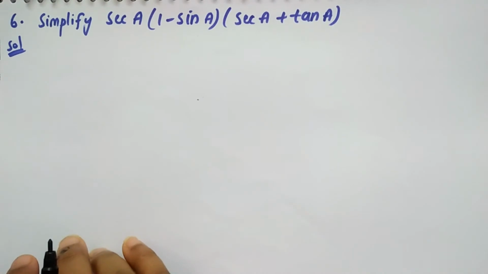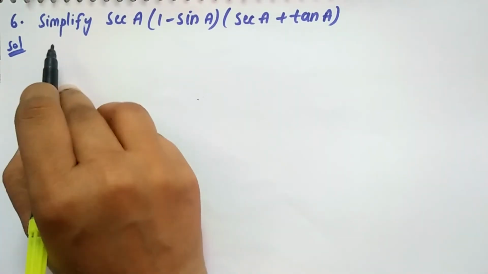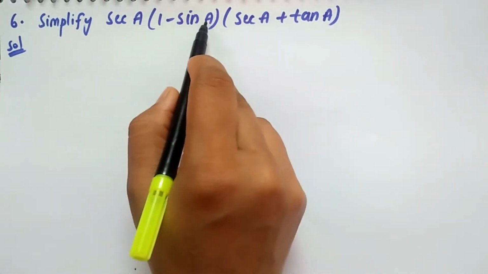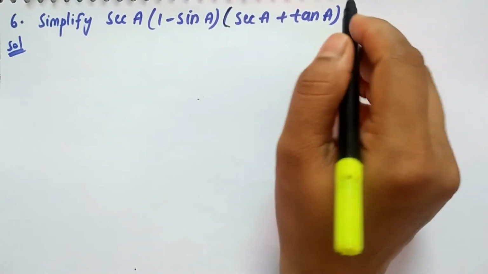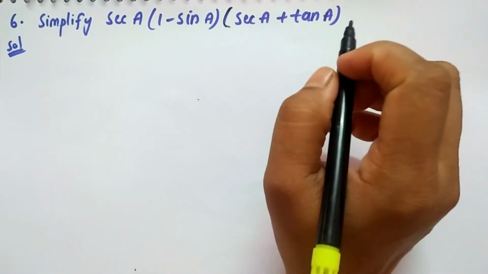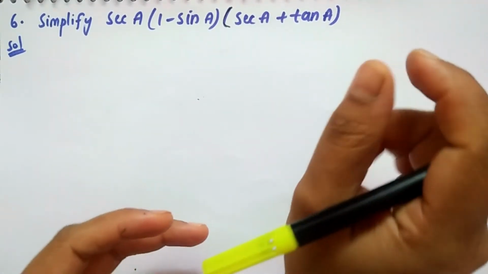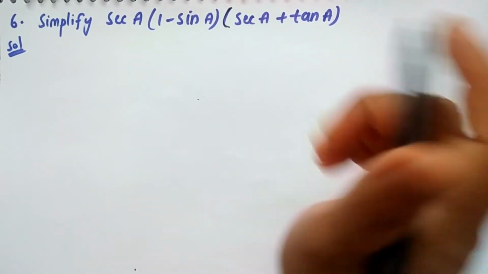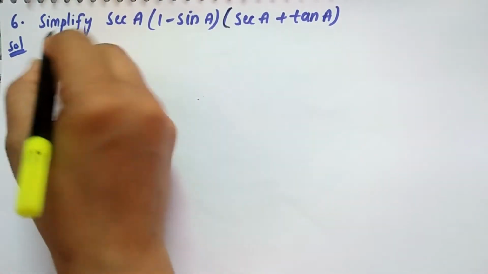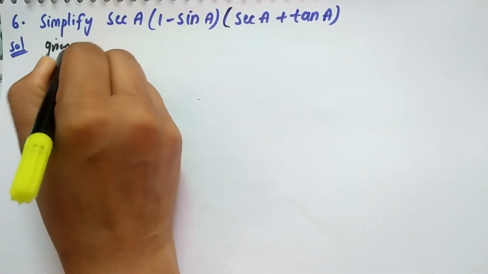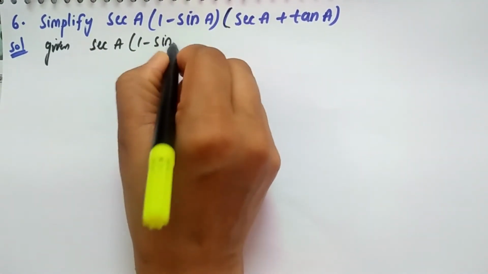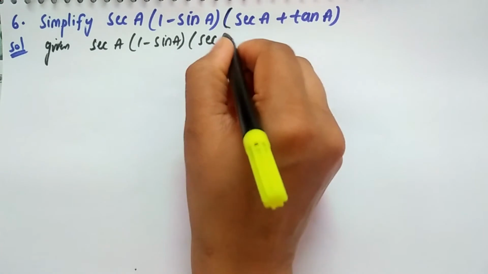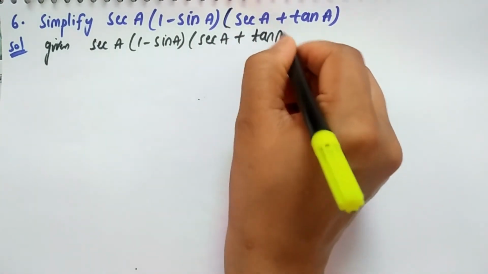Let us move on to the sixth problem. Simplify secant A into 1 minus sine A into secant A plus tan A. Herein there is nothing to prove. We need to get the simplified form of it. Okay, now what are we doing? First, let us copy the given expression. Always secant A into 1 minus sine A into secant A plus tan A.